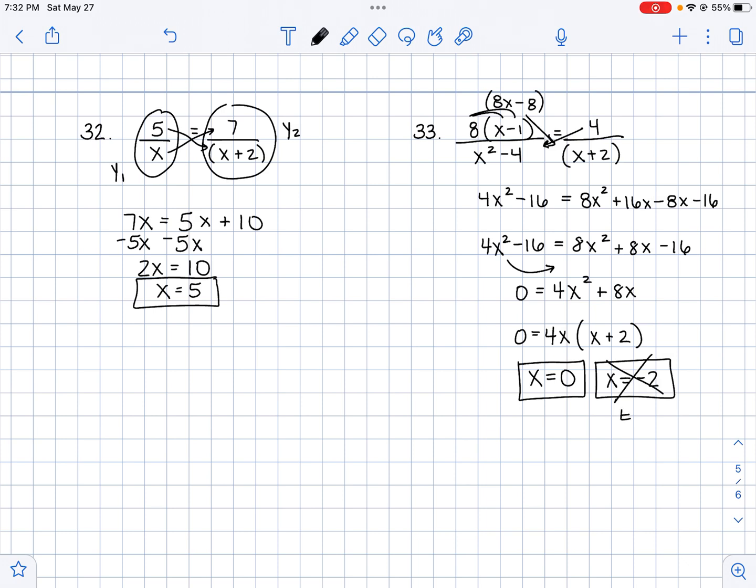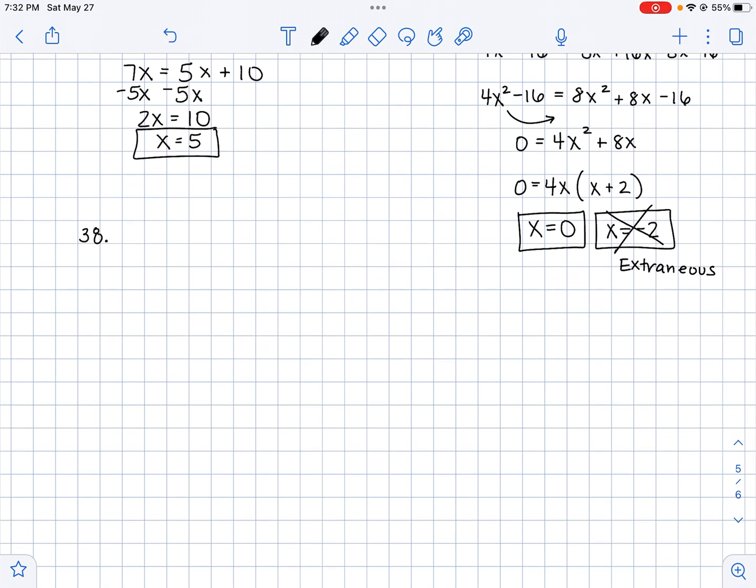And if you check your answers, I know that this is a restriction. This is extraneous. And you can see it here when you would have factored, or you can even see it here. You know that x cannot be negative 2, so the only answer is 0.